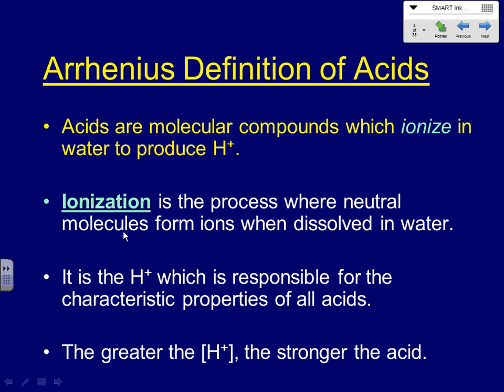So ionization is the process where neutral molecules form ions when dissolved in water. It is the H+. So when this H+ falls off and gets into the water, it is the H+ that does all the things that acids do. And because all acids do this, and the H+ is liberated, litmus turns red because of the H+. And acids taste sour because when we taste them, the H+'s interact with our taste buds in some way, and we taste sour. All right?